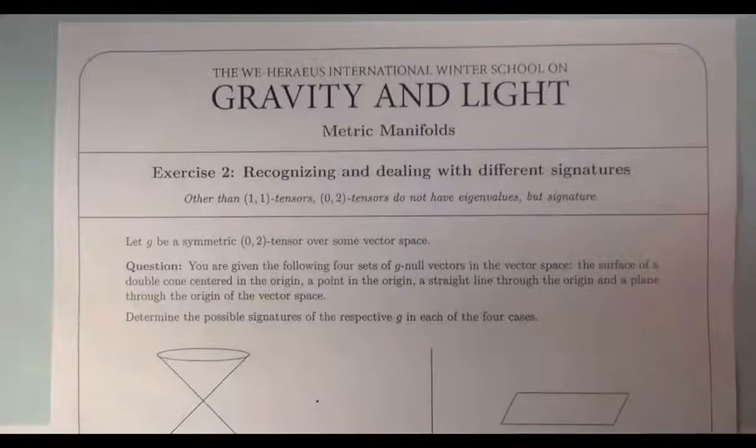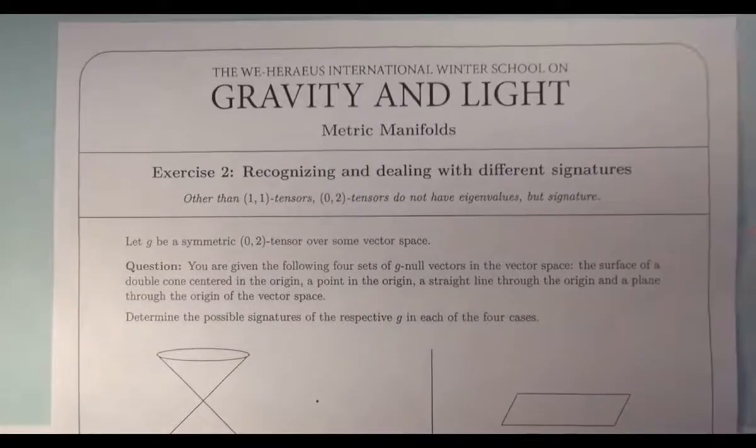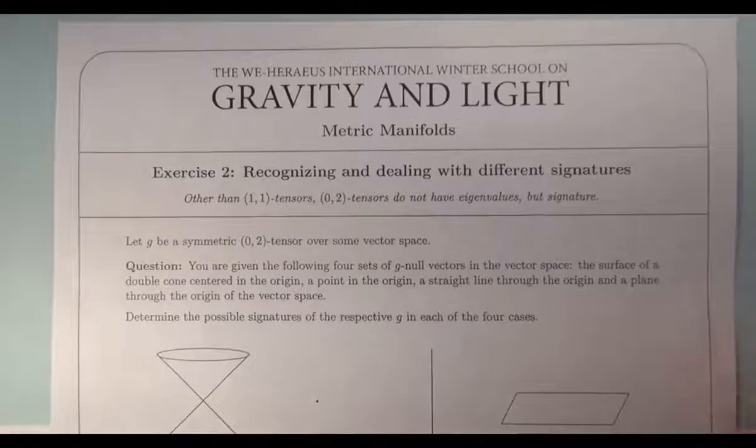We continue with exercise 2, recognizing and dealing with different signatures. First, there's a statement written. Other than (1,1) tensors, (0,2) tensors do not have eigenvalues but signature. And signature is the topic of this exercise.